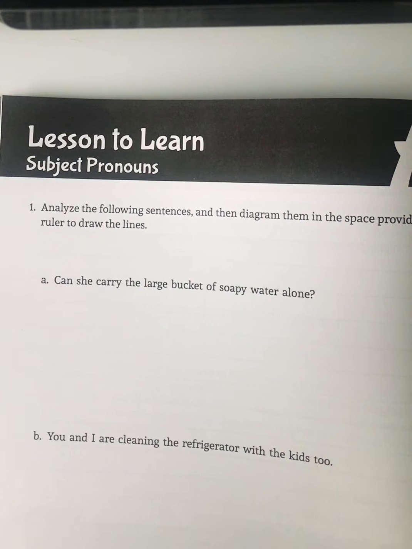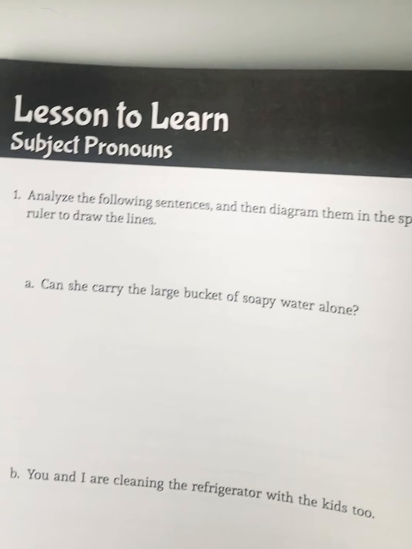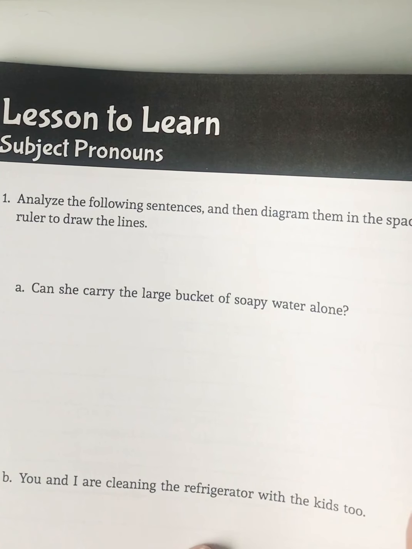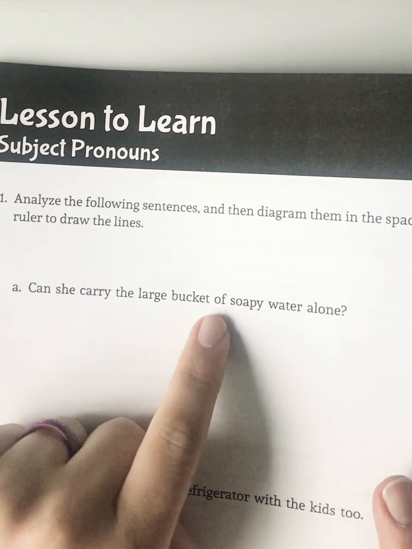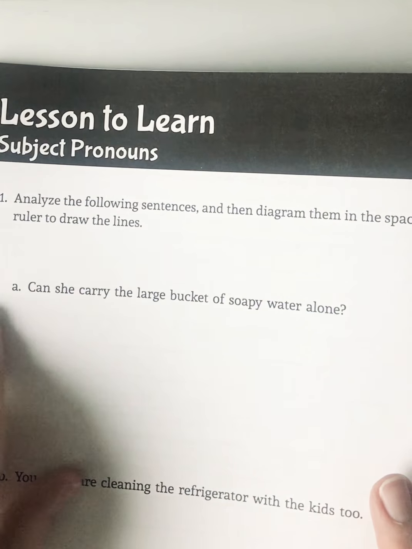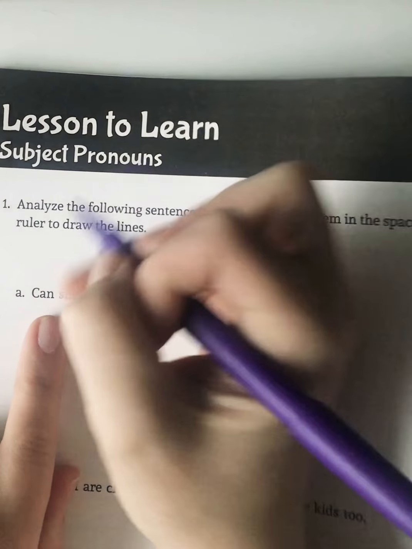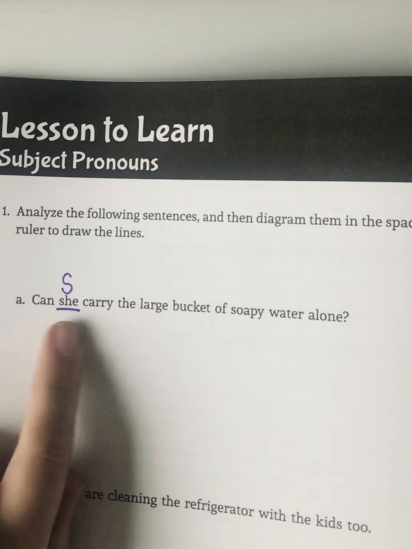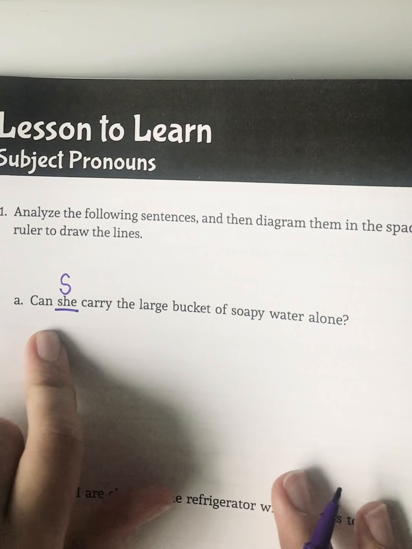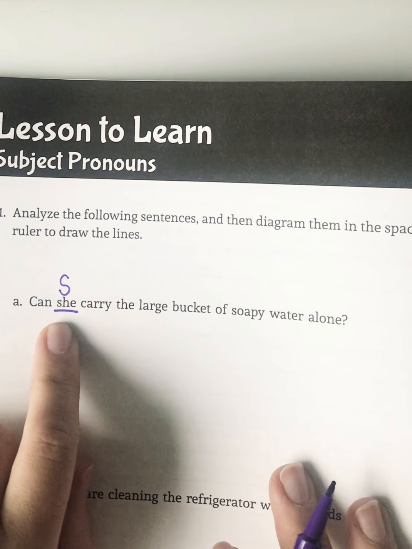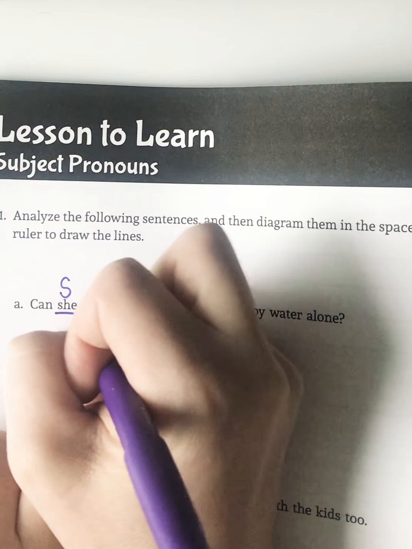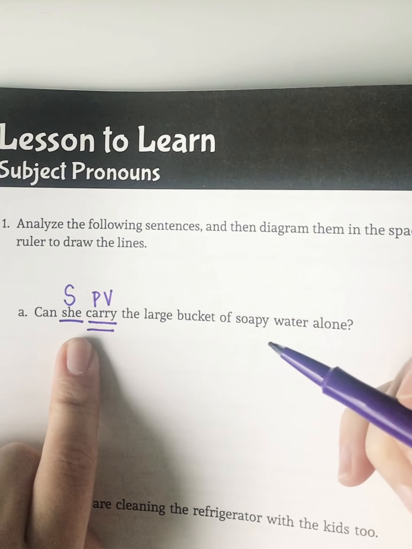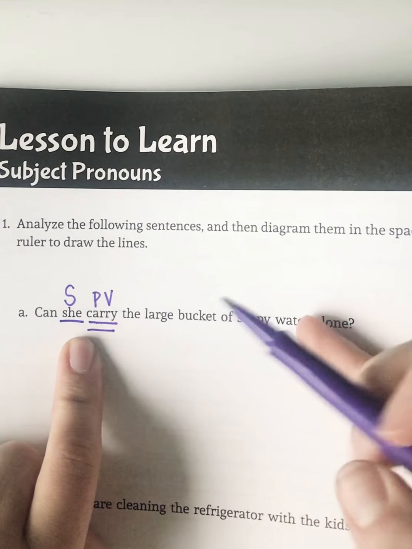So I'm going to zoom this in. Let's see if I can get this. There we go. Okay. So the first thing that we have to find is the subject. Can she carry the large bucket of soapy water alone? She is our subject in this sentence. I underline and put an S above it because this is what the whole sentence is about. She is what the whole sentence is about. The sentence tells us that she carry, okay? This is a predicate verb because it is showing an action, okay?